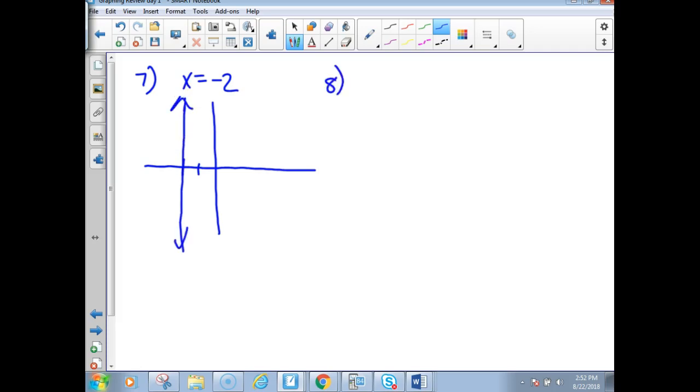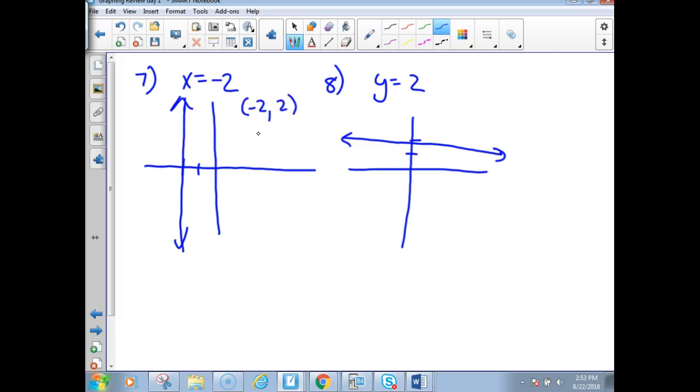And for number 8, it's y equals 2, which would not be vertical. It would be horizontal. It has to hit the y-axis at 2. Now, one way to remember that: if you were to make up some points on the line where it says x is -2, like -2, 2, -2, anything, those are all points that would be on it, just to help you remember that that would be a vertical line.